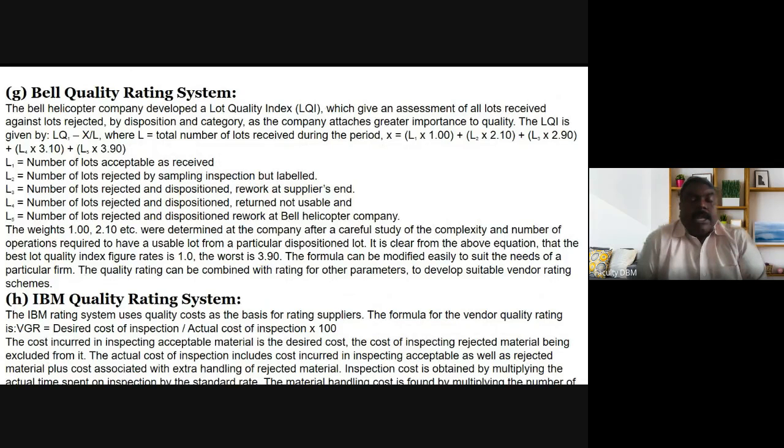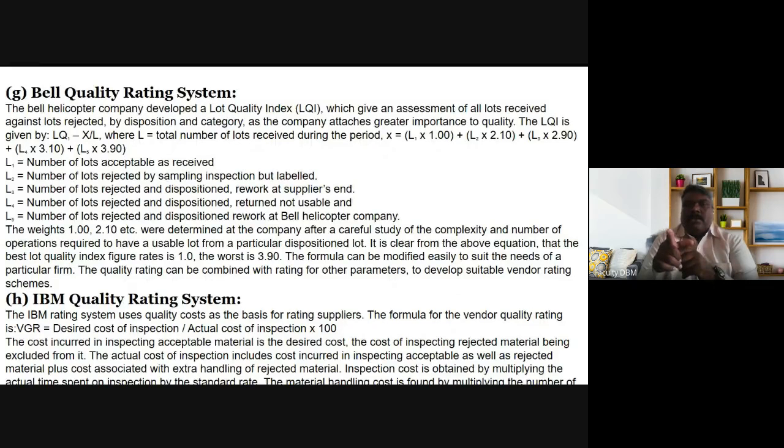Bell Helicopter Company developed a lot quality index, that is LQI, which gives an assessment of all lots received against the lots rejected by disposition. Lots means a group of items. So here they are going to see which are rejected.